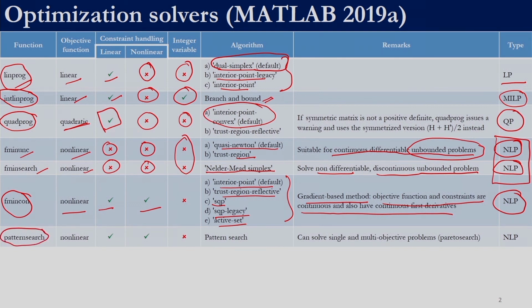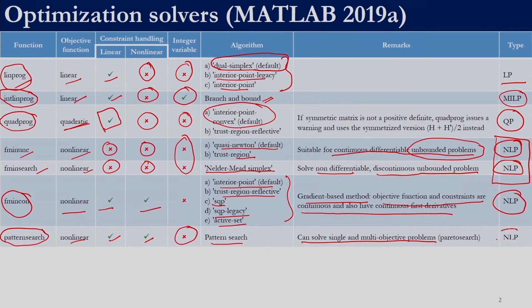The other function that we have is patternsearch in MATLAB. It can also support linear constraints and nonlinear constraints. It cannot handle integer variables. The objective function can be linear or nonlinear. The underlying algorithm is pattern search. This pattern search can be used to solve single as well as multi-objective problems. Though multi-objective optimization is not part of this course, we will just show you how to solve one multi-objective optimization problem using pattern search.